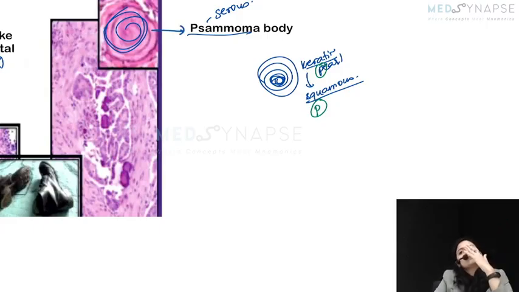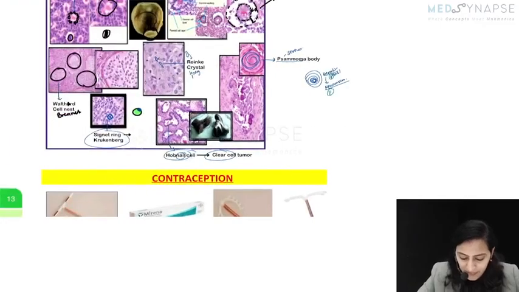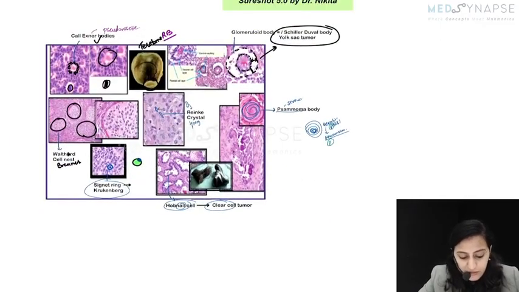Which lung cancer is synaptophysin positive? Small cell, right? Neuro. So this completes your ovarian tumors, an extremely important topic, actually pathological topic, right?